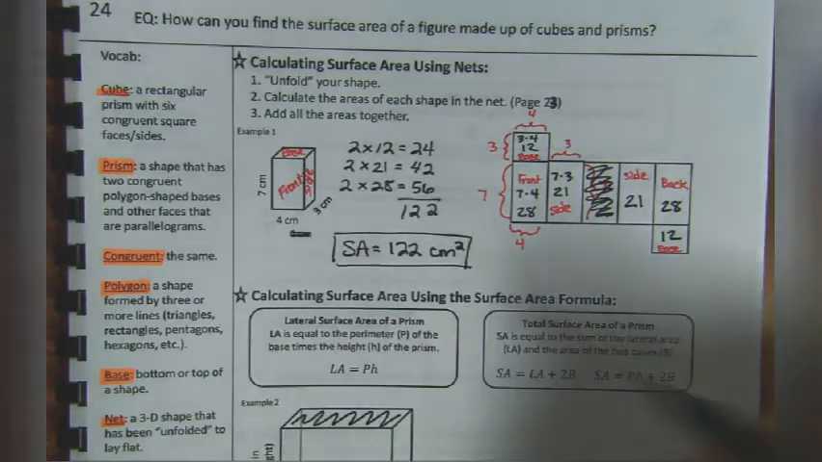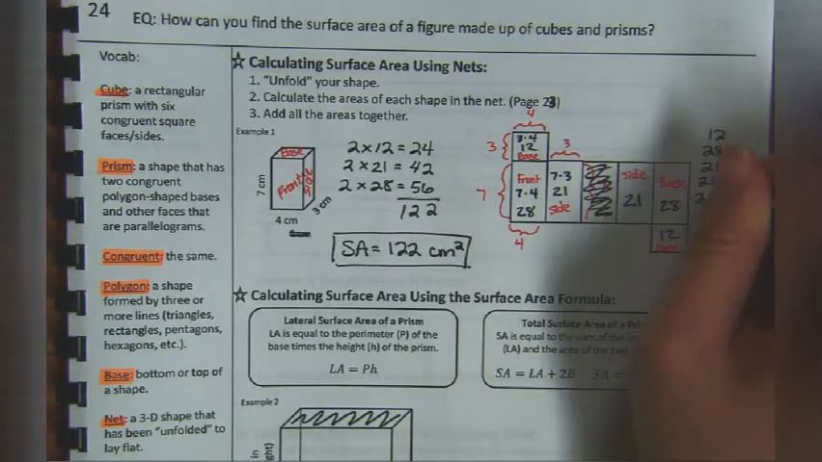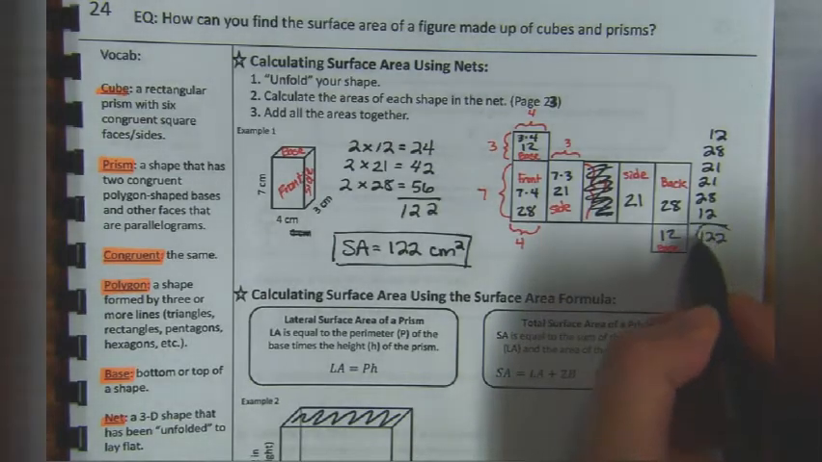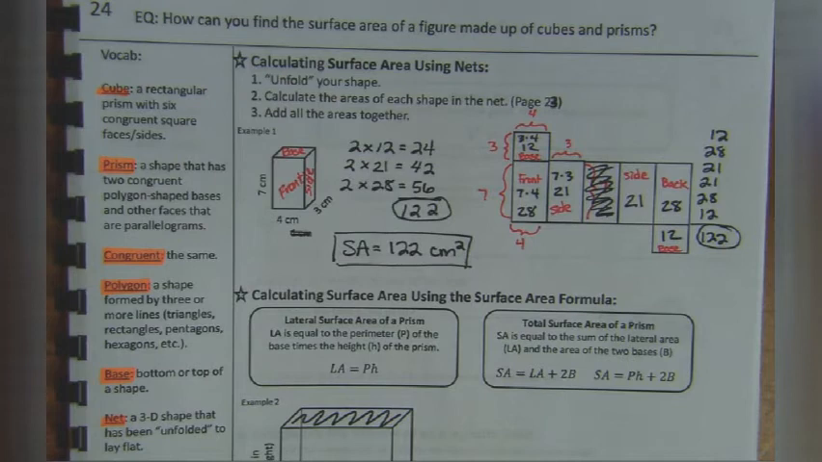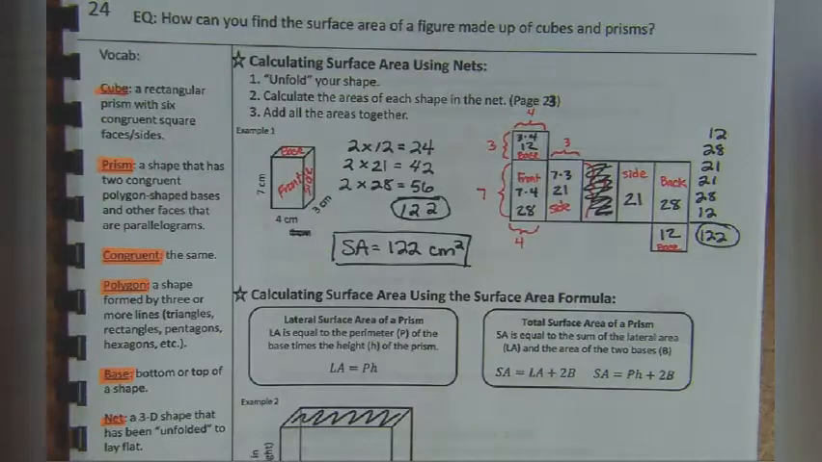Because remember, guys, area, our unit label is always squared. Okay, you guys also could have just listed them all over here and said 12 plus 28 plus 21 plus 21 plus 28 plus 12. Add them all together, you still would have gotten 122. Either way, you can use multiplication and add things together, or you can just list them and add all things together. Either way, equally correct, whatever you guys want to do. So that is solving using a net.